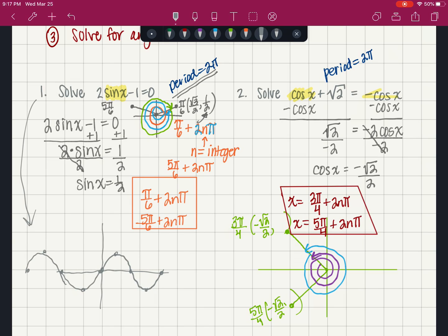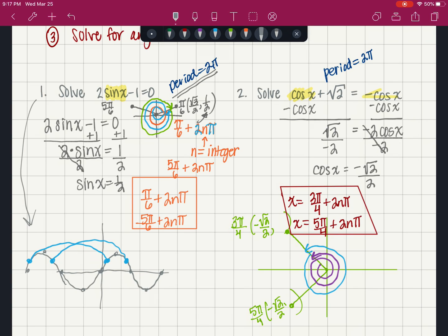The sine of x is equal to 1/2. So 1/2 is right here, right here. So those are our first two. But look, it happens if I subtract 2 pi. So this one is subtracting 2 pi, this angle subtracting 2 pi. It also happens if we add 2 pi.